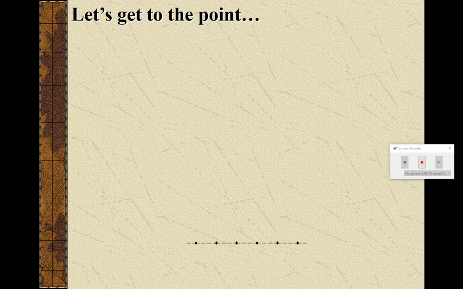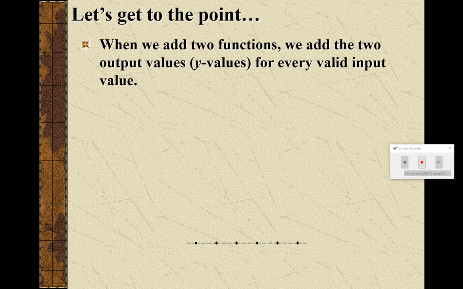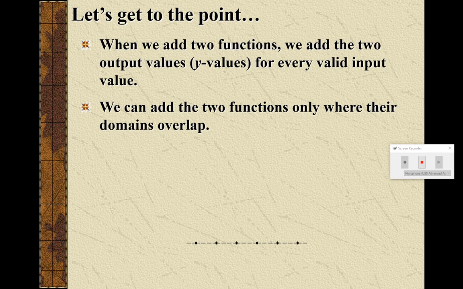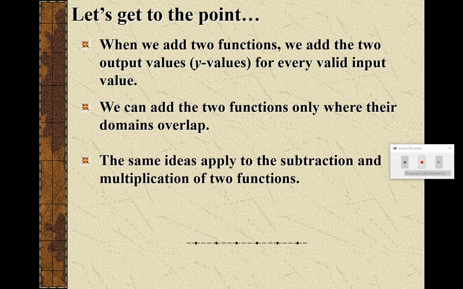Let's get to the point. Well, let's get to all the points. When we add 2 functions, we add the 2 output values for each valid input value. We can only add the functions where the domains overlap. The same idea applies to subtraction and multiplication, and we're going to leave division on the shelf for a while.